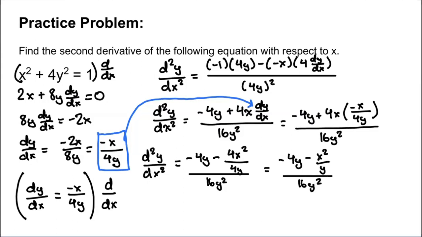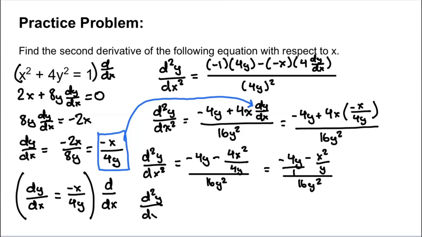Now we have a double-decker fraction. We have a fraction in the numerator and in the denominator. So I'm actually going to get common denominators with our numerator. I'm going to take this negative 4y term and put it over 1. And I'm going to multiply both the numerator and the denominator by y.